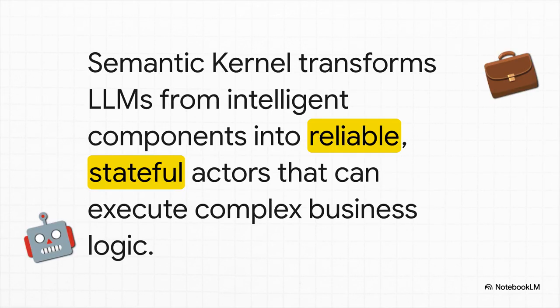When you get right down to it, this is the whole point. This is the core value. Semantic Kernel, and where it's going with MAF, is the tech that takes AI from being this clever but kind of unpredictable black box and turns it into a reliable, stateful, auditable actor that you can actually trust to run core parts of your business.